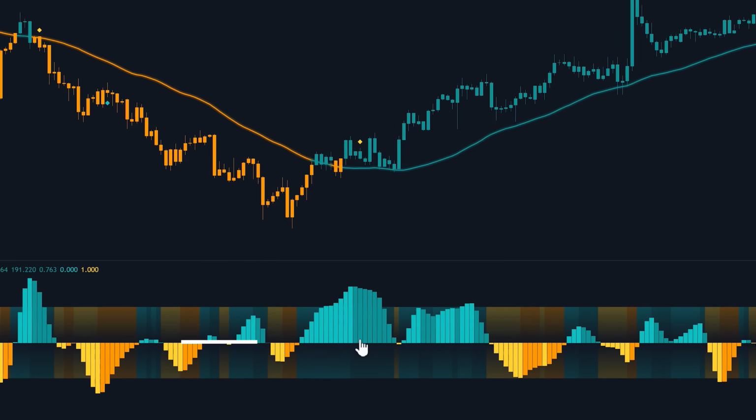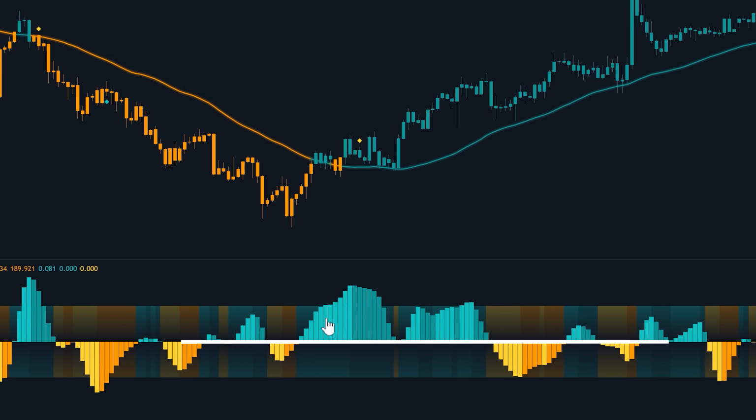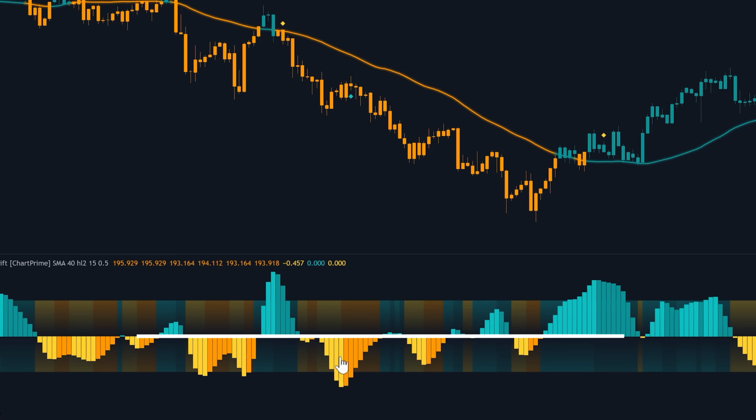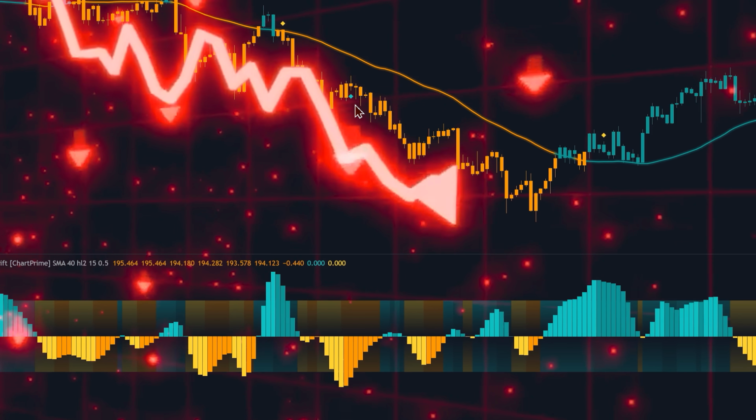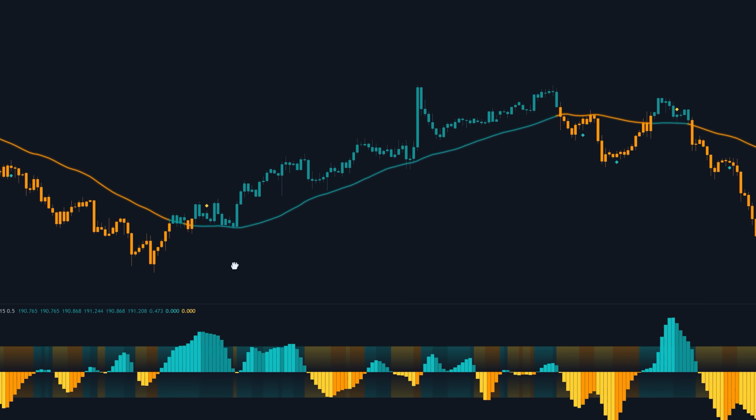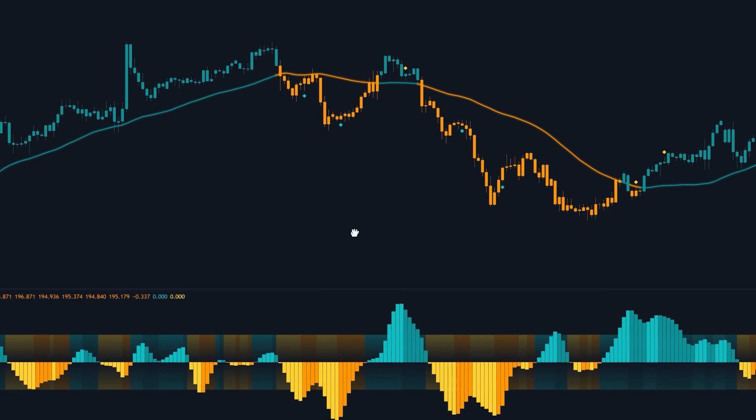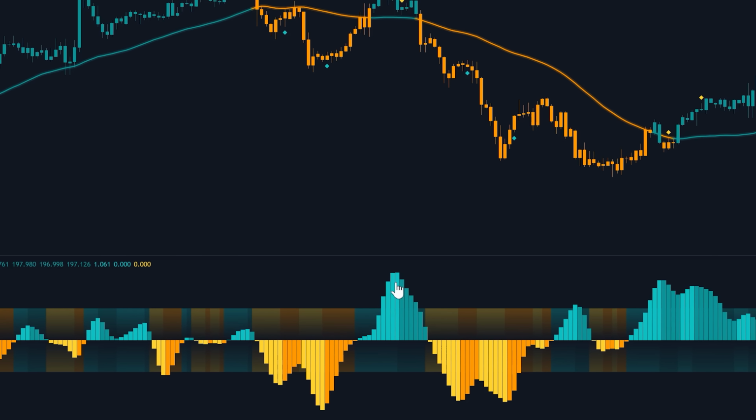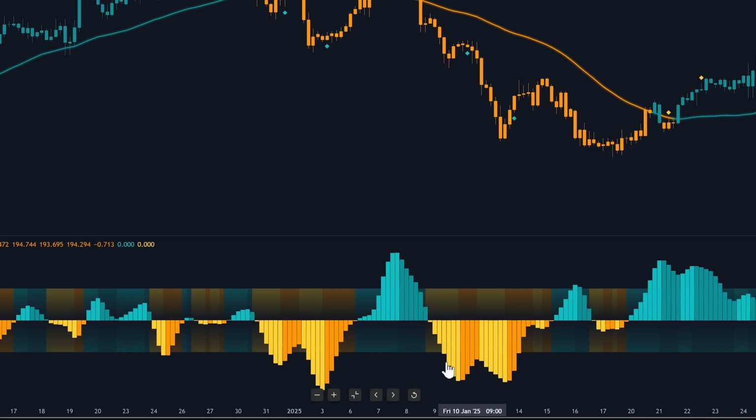When the oscillator is above zero, prices are trading above the moving average, signaling bullish momentum. When it's below zero, prices are trading below the moving average, which basically indicates bearish momentum. However, for large deviations, when the oscillator is too far away from zero, those indicate potential overextensions or mean reversion points in the market. And these are instances where you would want to consider looking for trend reversals.